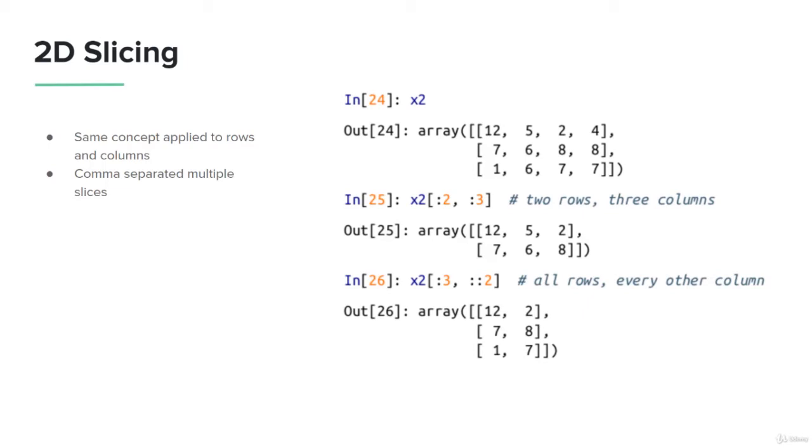Now, considering this example, this suggests that the first two arrays should be extracted, and the first three columns of these two rows should be extracted. So the first two rows and the first three columns of those two rows. So now we have 12, 5, 2, 7, 6, 8. And we're going to use that.